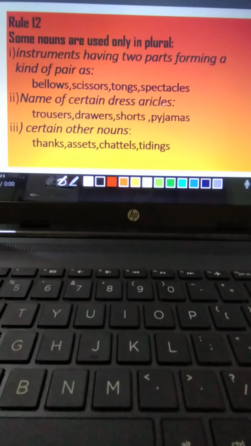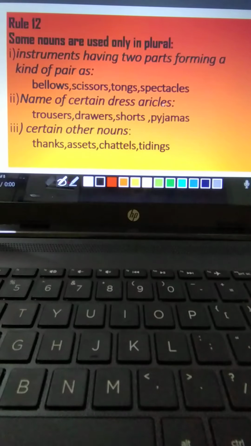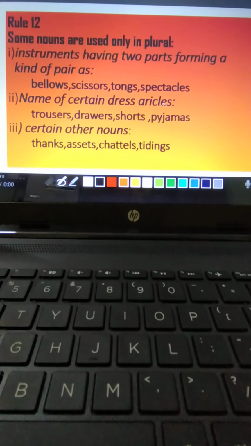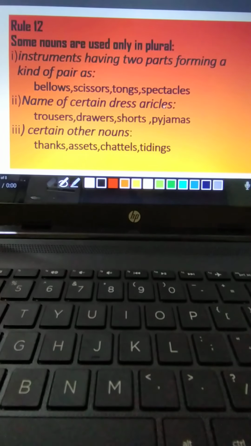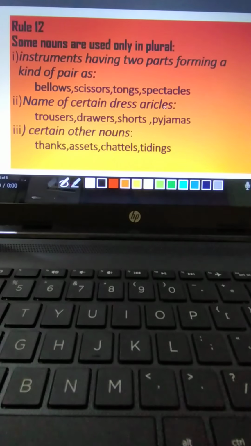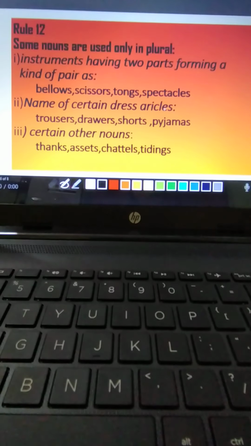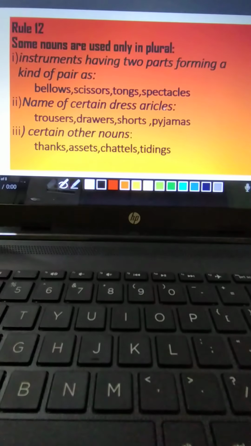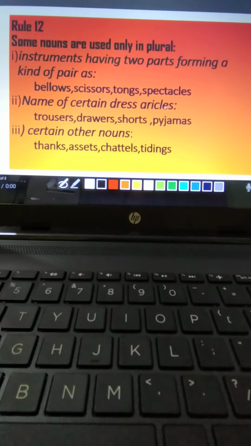So let's see one by one. Instruments having two parts forming a kind of pair, such as bellows, scissors, tongs, spectacles. So bellows, students, what do you mean by bellows? It is used to make a fire burn more fiercely, or it is used to make a sound. It's a kind of musical instrument. Okay, so that is bellows. Name of certain dress articles.